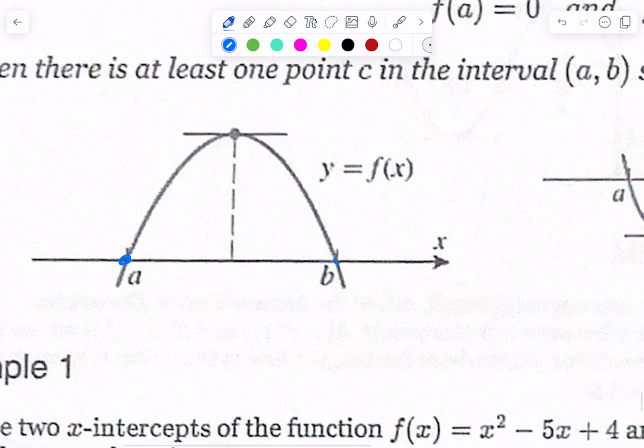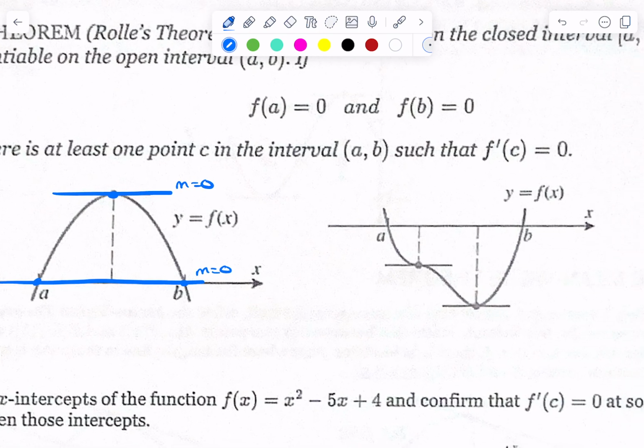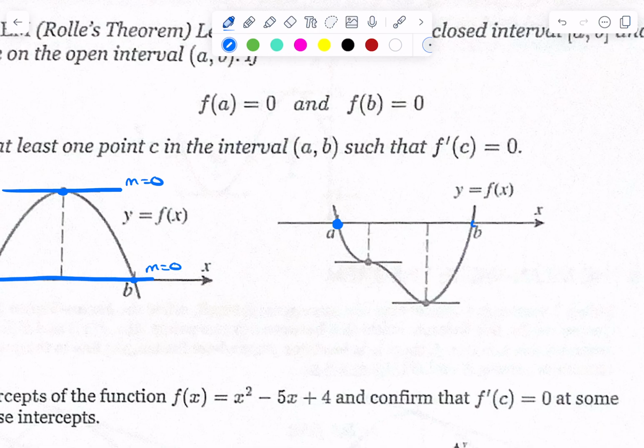So I have these two that are directly horizontal from one another. When I do the slope of those guys, that slope is 0. I want to find the place where the slope is also 0. Same thing over here. A and B, if I draw a line between those two, will have a slope of 0. Here I have two places where the slope is 0. That guy has a horizontal tangent line. This guy has a horizontal tangent line.